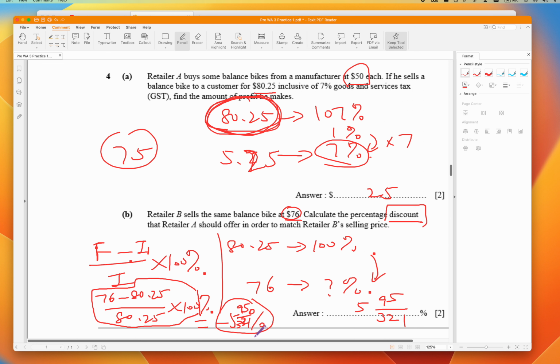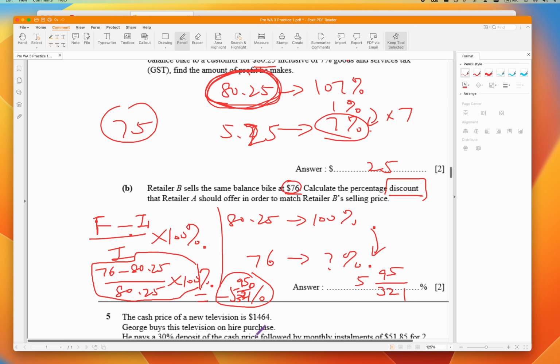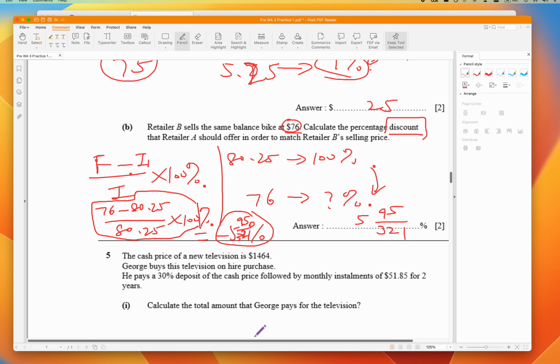No, you need to use this final minus initial over initial. Later we will have one more similar question like this, which you need to make use of this formula. Yeah, I use that formula. But I never put my negative sign. You never put the negative sign because you put the 80.25 in front, is it? Actually, you're not supposed to do that, because the formula is final minus initial. The final answer is 76. You understand me?